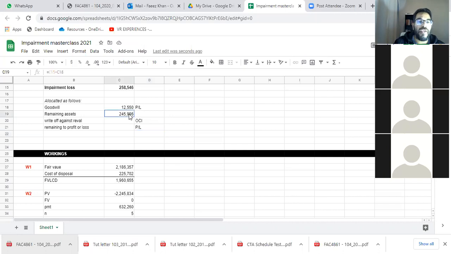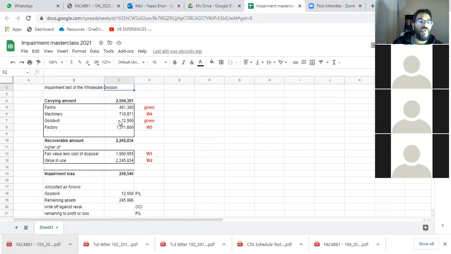So now we're going to allocate the remaining assets. I just want to tell you something first. There's two things you must be aware of. First, an impairment can only be written off against assets. Impairment does not apply to liabilities. Our carrying amount can have liabilities as well, but in this scenario, our carrying amount only has assets. So an impairment can only be allocated against assets and not liabilities.